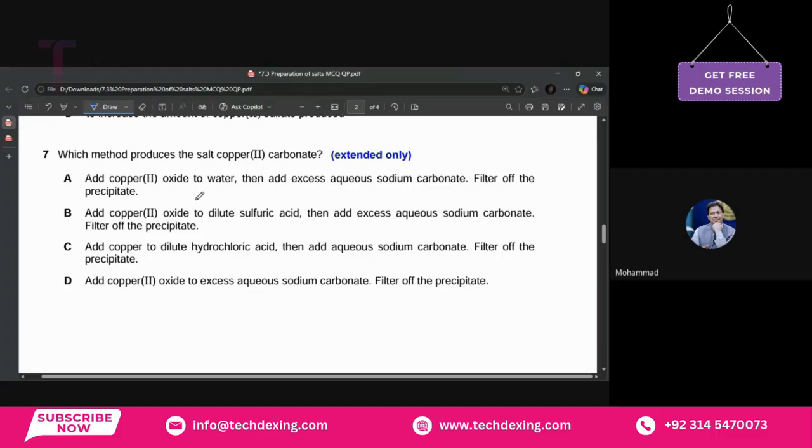B, add copper oxide to dilute sulfuric acid, then add excess aqueous sodium carbonate and filter off the precipitate. Very good. And how did you find the correct answer? Because adding copper oxide to sulfuric acid creates a copper sulfate solution, and then adding aqueous sodium carbonate to that copper sulfate triggers the precipitation reaction. Yes, very good. Excellent.